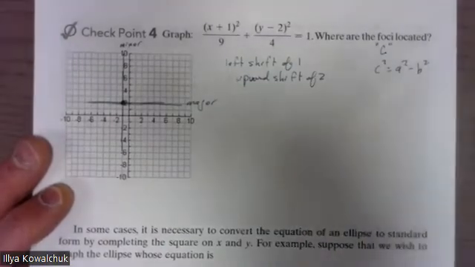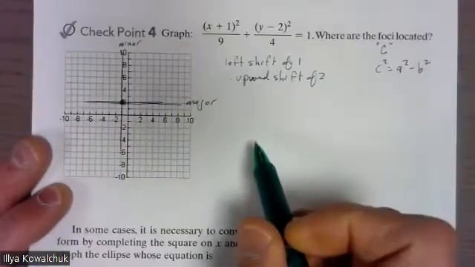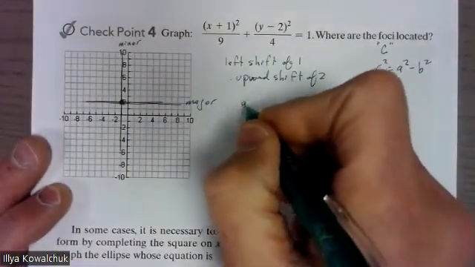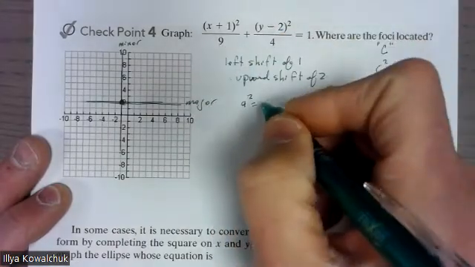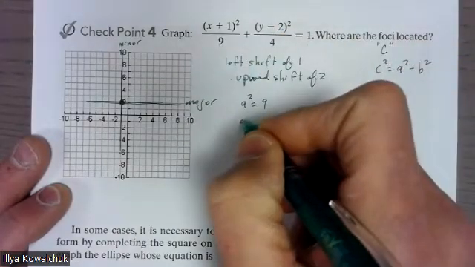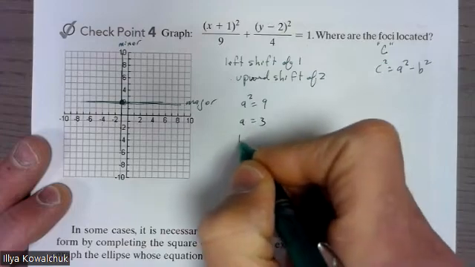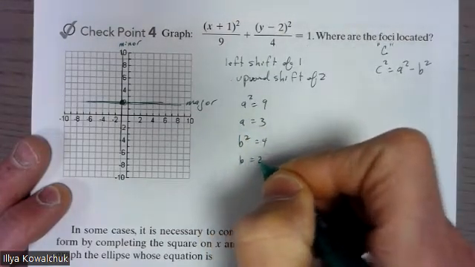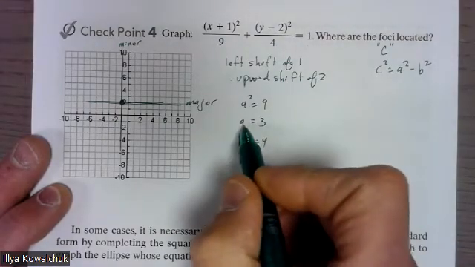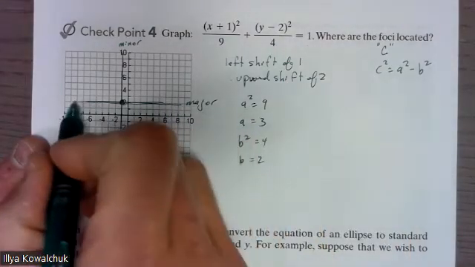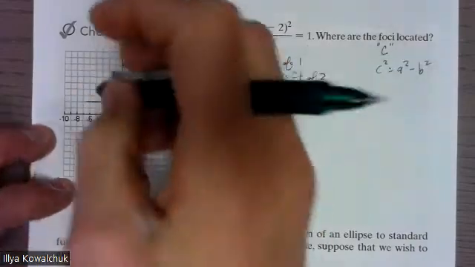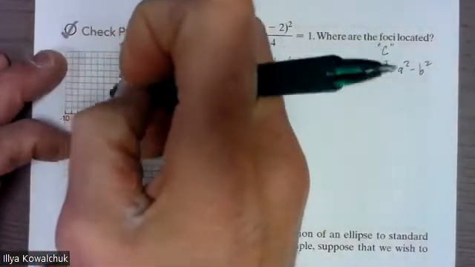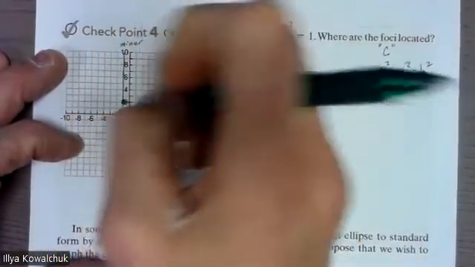All right, so now I've got that sorted out. And now what I need to do is I need to figure out a and b. Well, a squared is equal to this one right here, and that's going to be 9. Therefore, a is equal to 3. And b squared is my other value, which is equal to 4. So b is equal to 2. So now that tells us if a is 3, that goes on the major axis. Let me just redraw this because I got it a little cluttered up there. It's hard to see the lines.